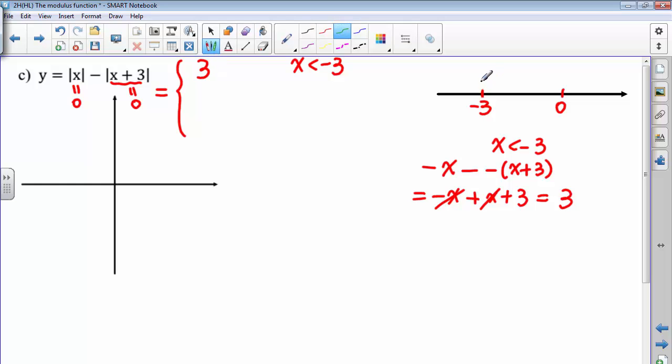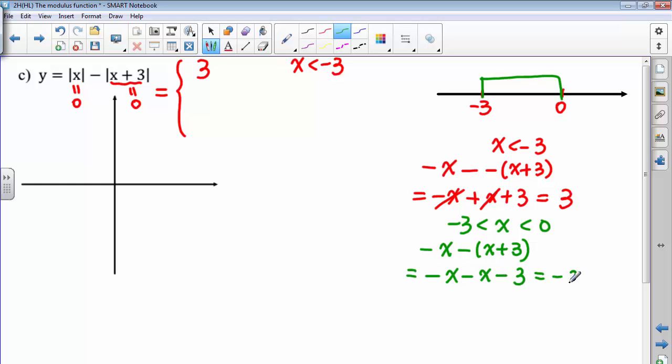Let's look at the second piece, which is this part. When x is between negative 3 and 0, you will see this x is still less than 0. So absolute value of x is negative x. But this part becomes positive. When you remove the absolute value symbol, you just put down x plus 3 only. Then let's expand the brackets and simplify it. So it's negative x minus x minus 3. It's negative 2x minus 3. So the second piece is when x is between negative 3 and 0, the function is negative 2x minus 3.